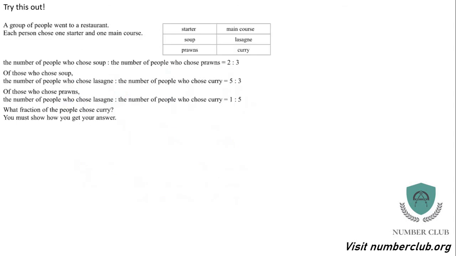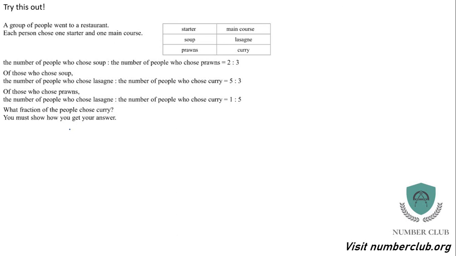All right. Last question. A group of people went to a restaurant. Have a little read of it, and we'll go through it in a second. So in this question, you've got a group of people went to the restaurant, and we're trying to find out how many people chose curry. So what they have to have done is chosen their starter, and then after they've chosen the starter, we're finding out how many people chose curry.